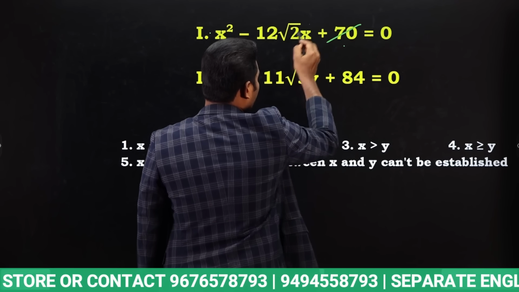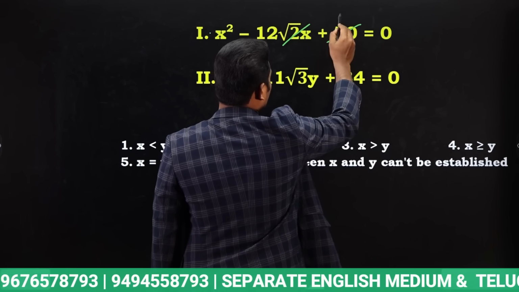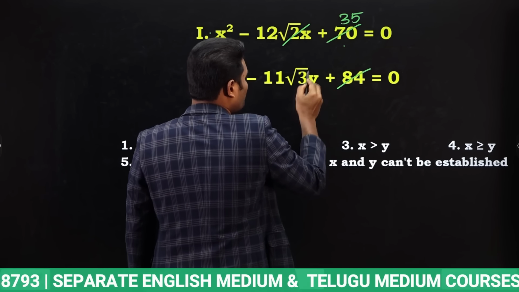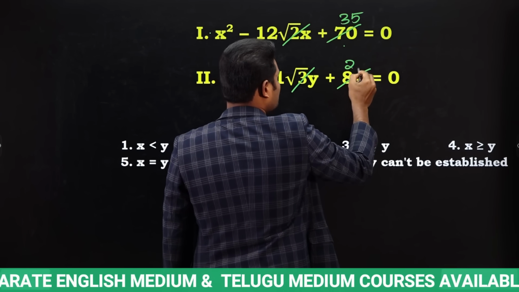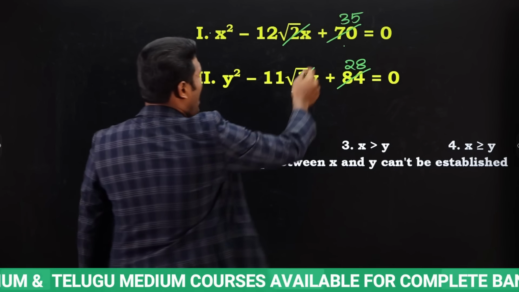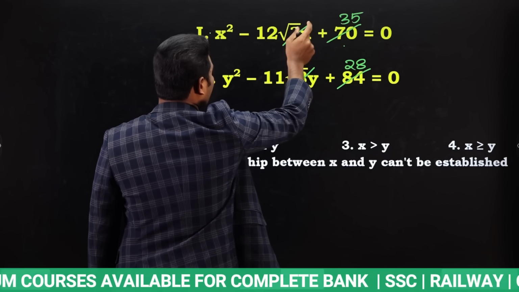So cancel 70 with 2. When you cancel 70 with 2, it is going to cancel how many times? 35 times. Similarly, cancel 84 with 3. If you cancel, it is going to cancel how many times? 28 times. Yes or no? Now observe here, this is 12, this is 35. How can I write 35?